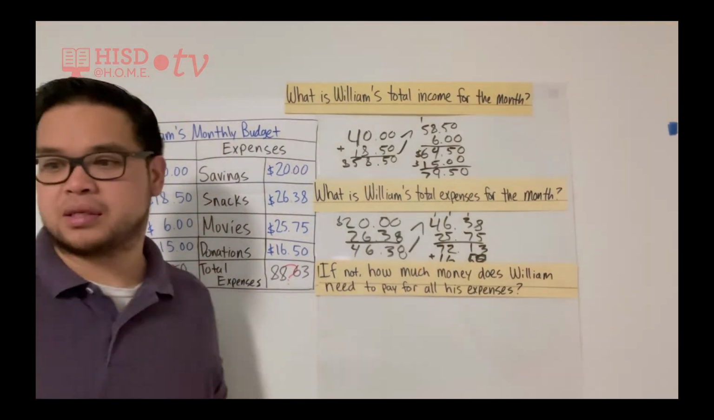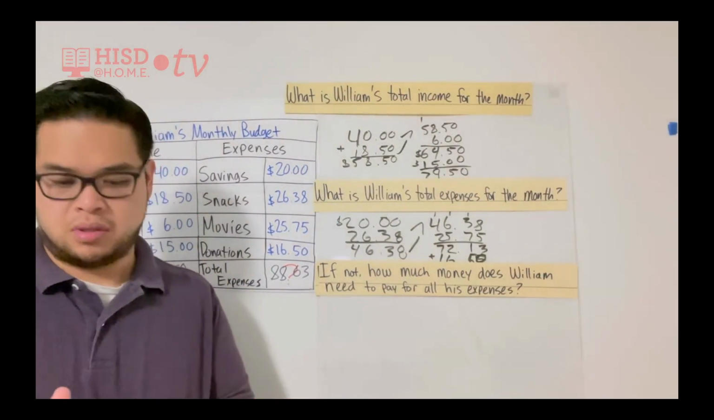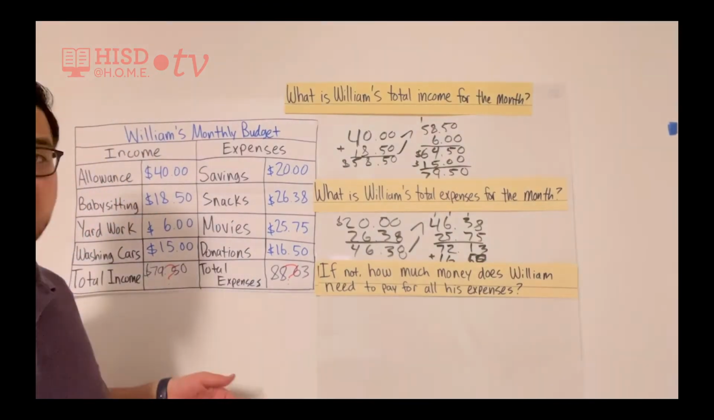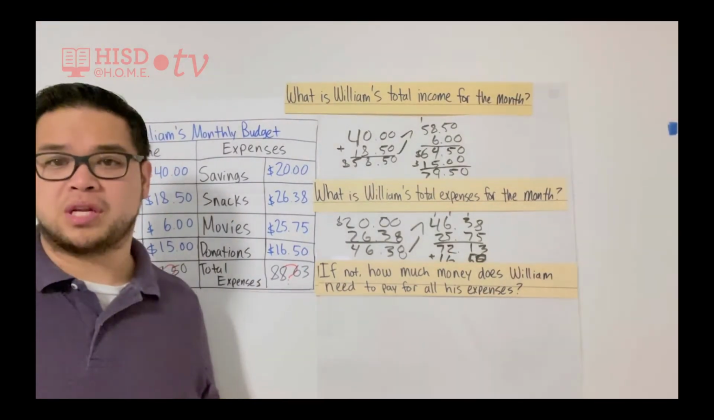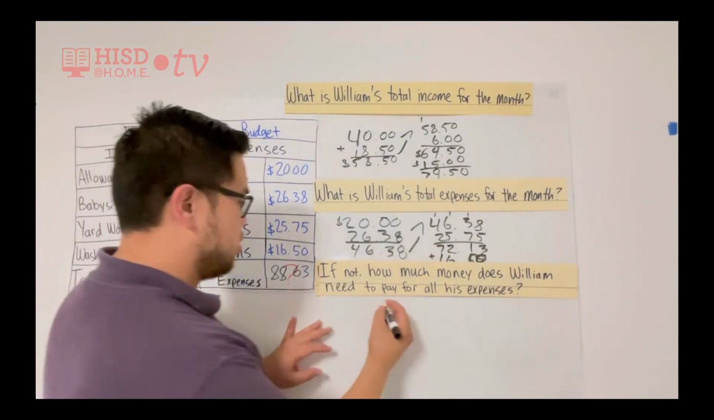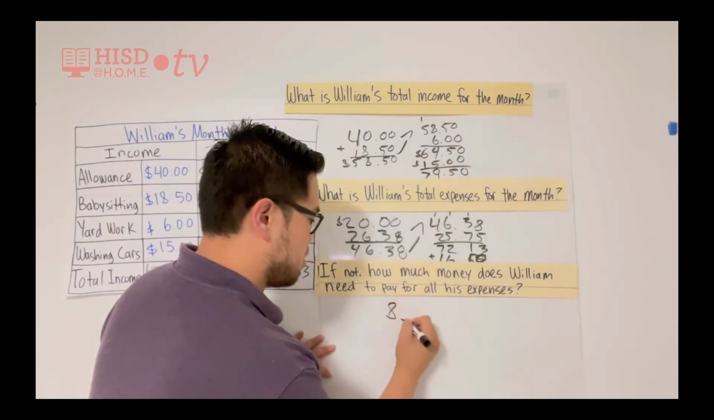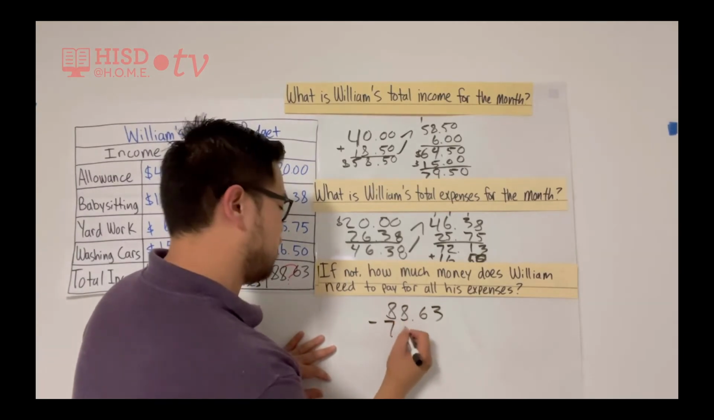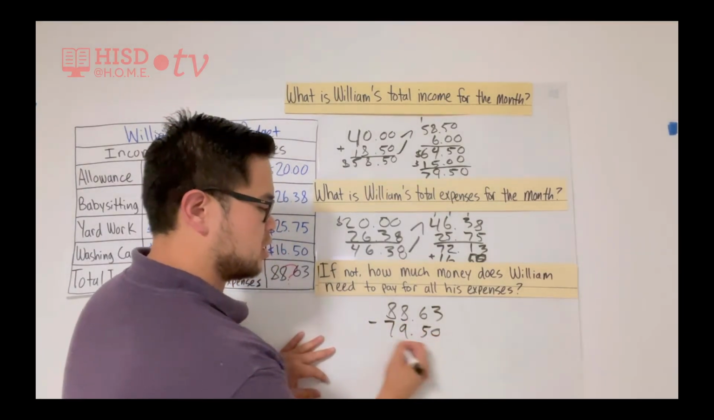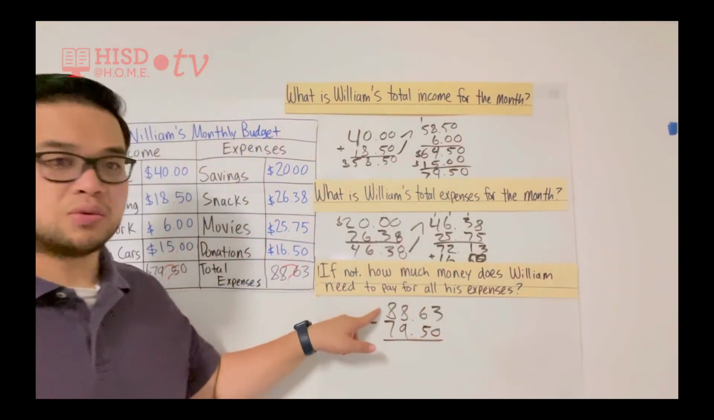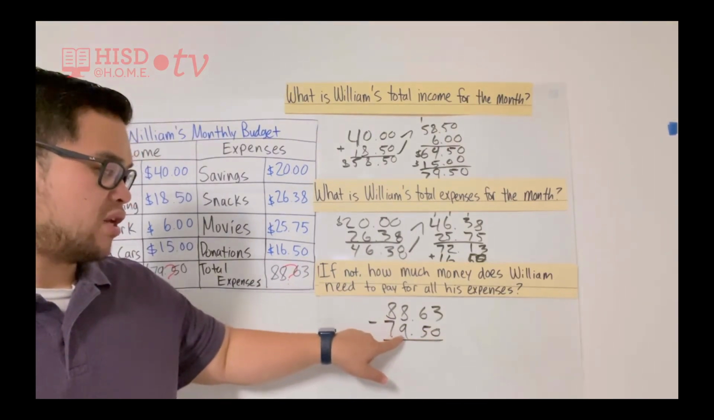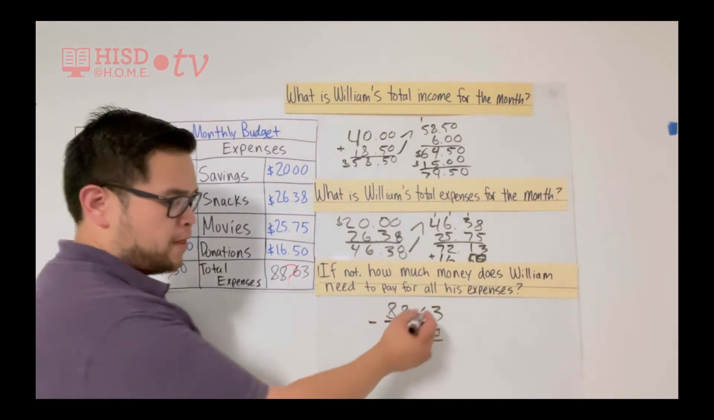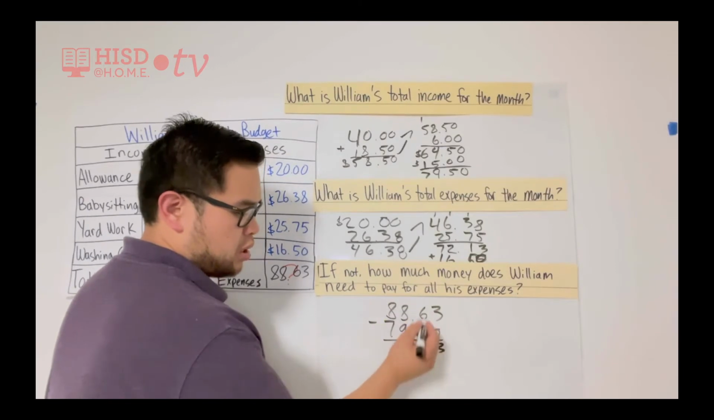$79.50. So we've got to figure out how much more money William needs to pay for his expenses. So let's go ahead and do $88.63 minus $79.50. 3 minus 0 is 3. 60 minus 50 is 10.